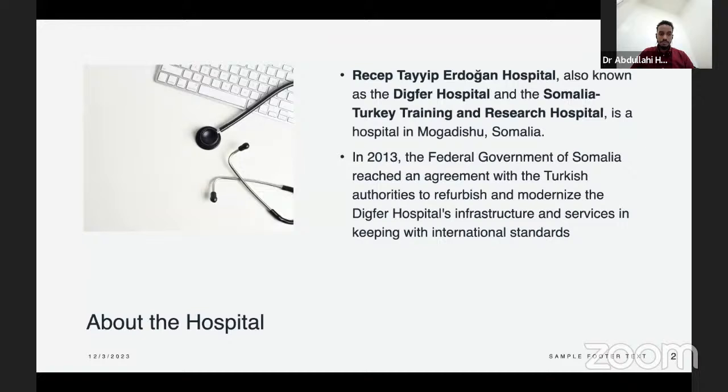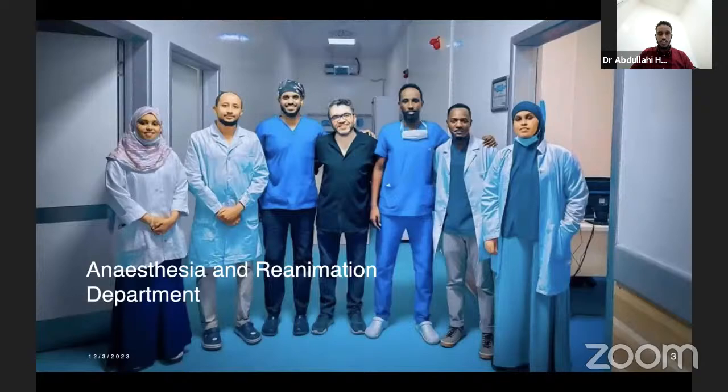This is our Department of Anesthesia and Reanimation and its doctors. As you see, we are six Somali specialists currently working in this setting. Other colleagues came to us from Turkey, Turkish doctors, to educate young Somali doctors. So these are the doctors in our department who take part in giving anesthesia to patients.